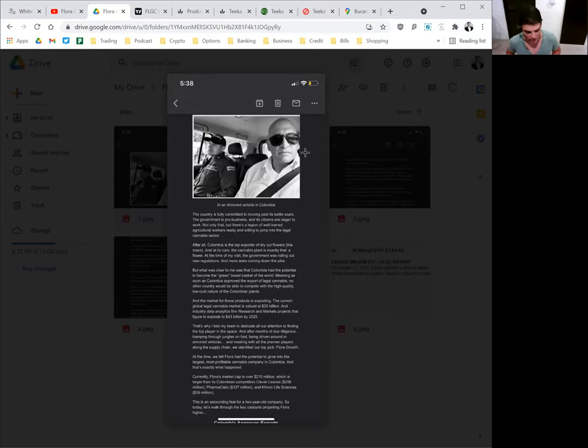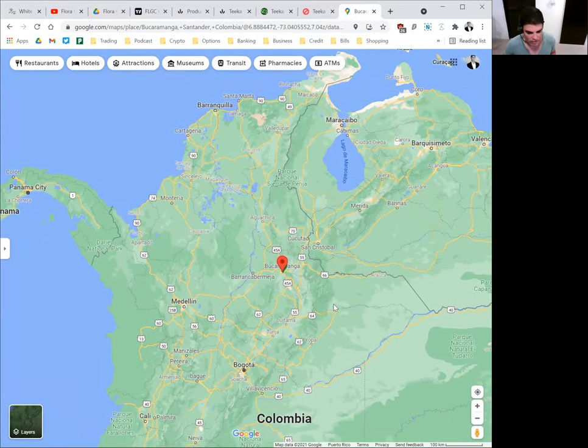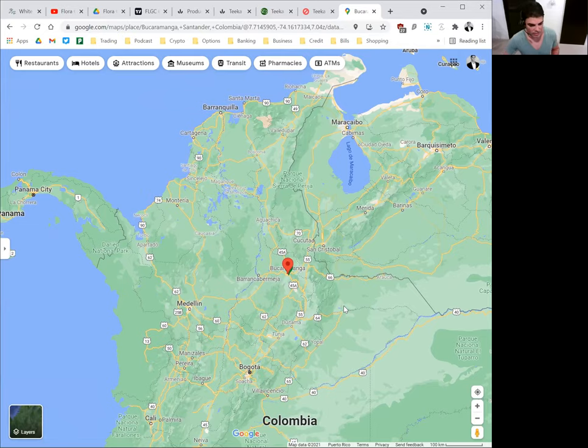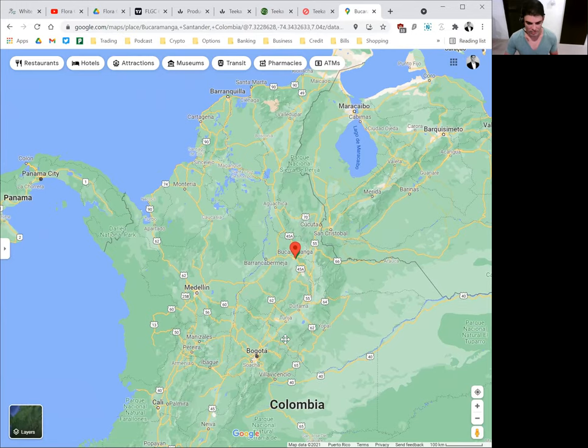Everything is there. But yeah, let's look at the map over here. Bucaramanga, where the Flora Growth marijuana facilities are, is not in Bogota. Teeka Tiwari says he went to Bogota, to the jungles of Colombia, to check out Flora Growth facilities. It is not there. Bogota is very far away from Bucaramanga.